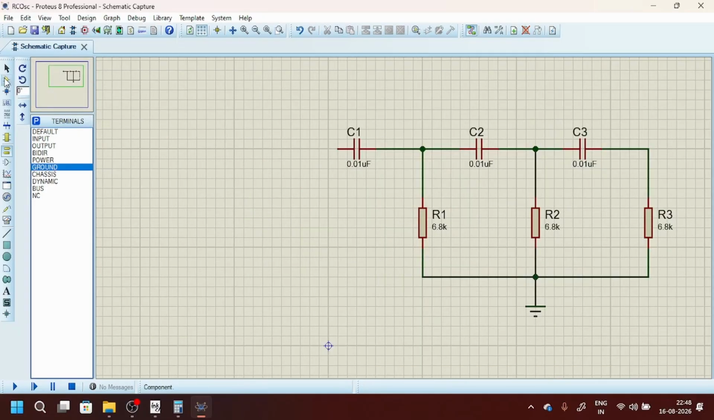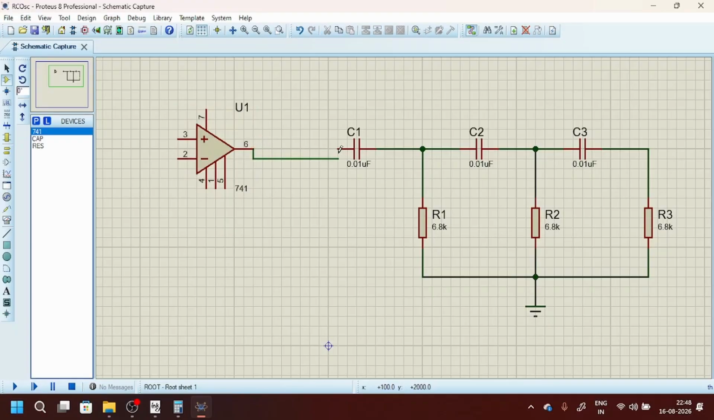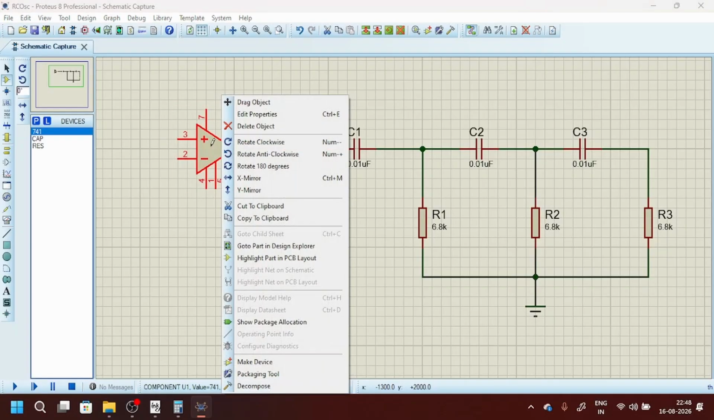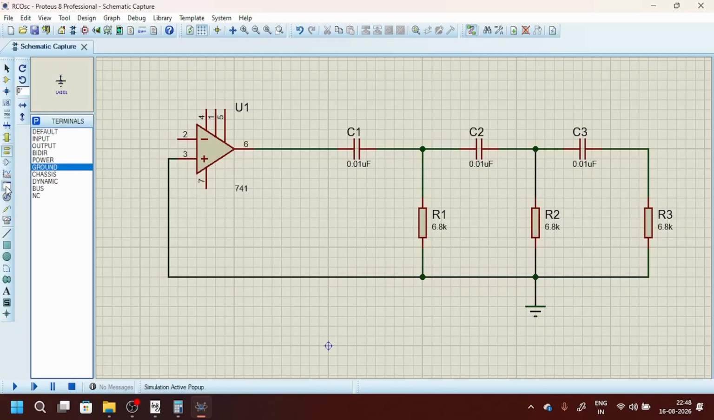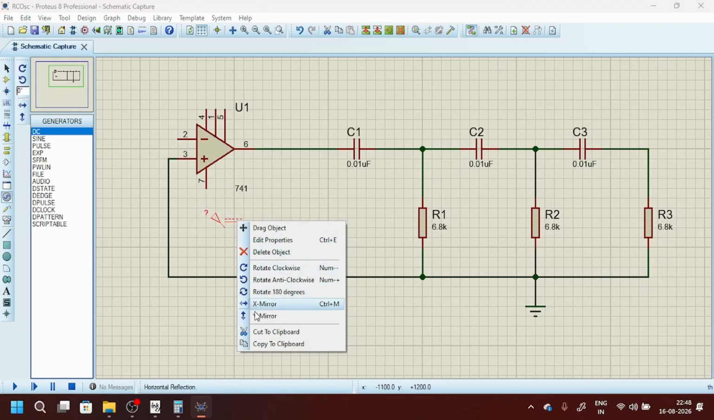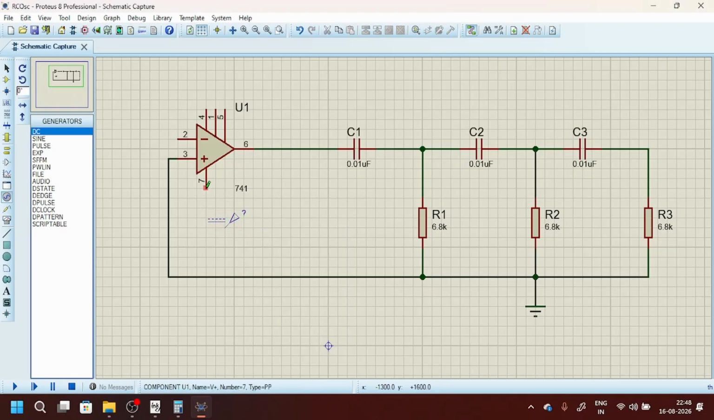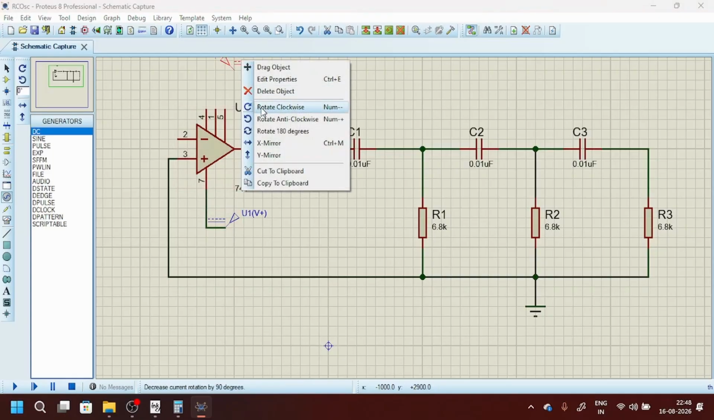Okay, now coming to our 741, this is placed here. It's better to make it y-axis mirror because we get the number 3 pin here. So this can be grounded here, and then in the power generator mode we need two DC signals, as this needs a power supply of plus 15 and minus 15 volts in order to operate.